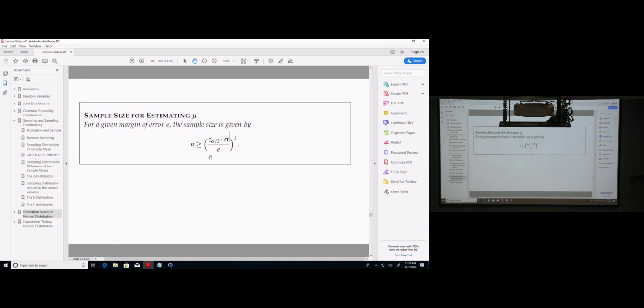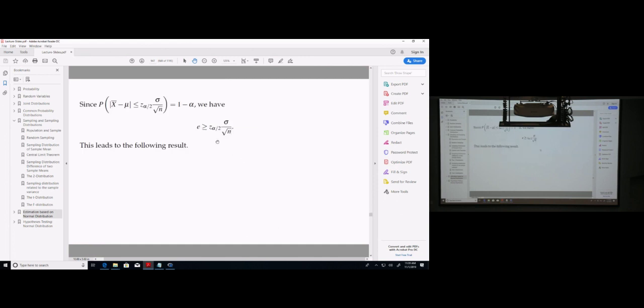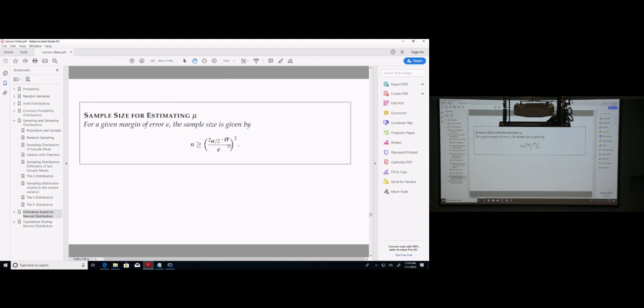What would be the sample size? So my sample size would be just solving this inequality. I move my square root n up here and move my margin of error down here, and then I square it. Okay? So this is the expression for the margin of error. Now, of course, it involves some knowledge about sigma, the standard deviation of the population.